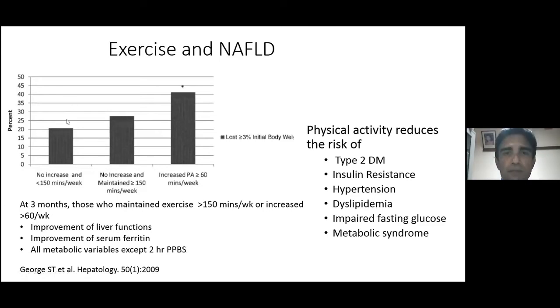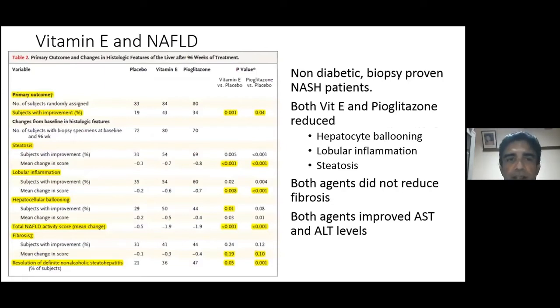Now I'll move on to the pharmacotherapy. This is a table from the famous PIVENS trial about the effect of Pioglitazone and vitamin E on NASH patients. As most of you would know, only vitamin E met the primary outcome. However, both vitamin E and Pioglitazone reduce hepatocyte ballooning, lobular inflammation, and steatosis. Both agents did not reduce fibrosis. Both agents improved AST and ALT level.